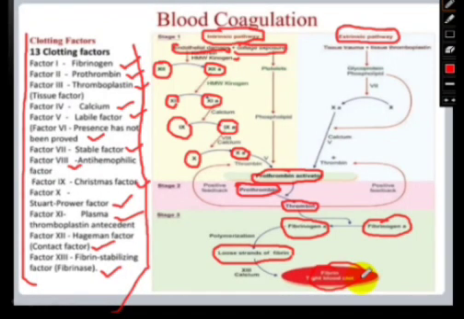Fibrin. So, the clot, or the blood on the surface of the injury, becomes hard and sticks on the surface of the injured site. And when that happens, bleeding stops.